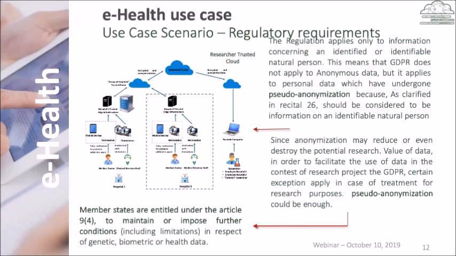In this case, we want to highlight that the European member states are entitled to maintain or impose further conditions to these requirements. And this year, Italy and also other European countries are going through a revision of the regulation, and probably we will have some differences among countries regarding the specific regulatory requirements.